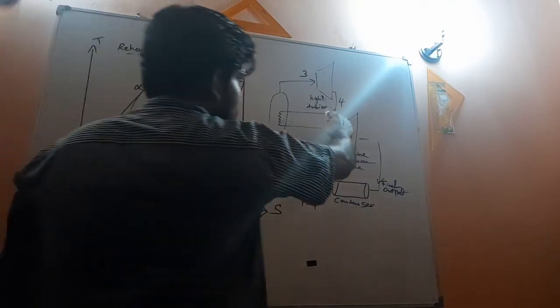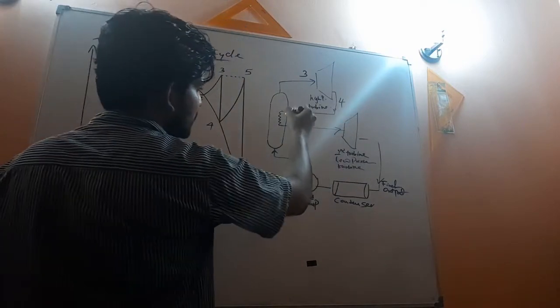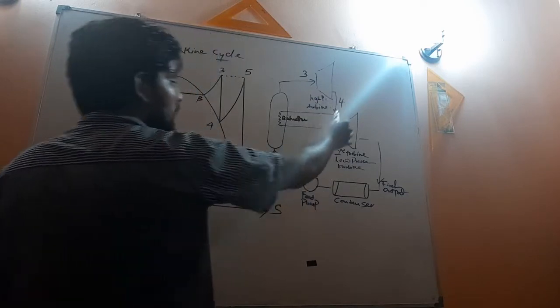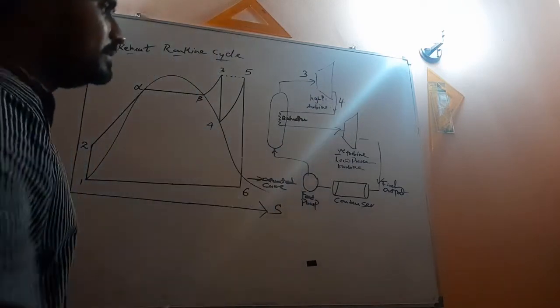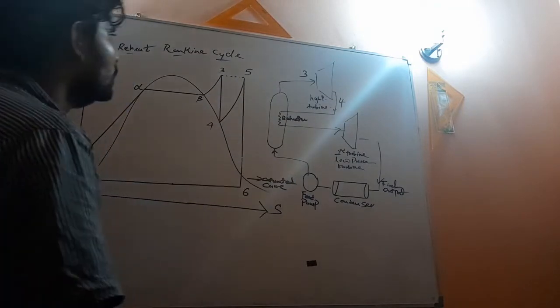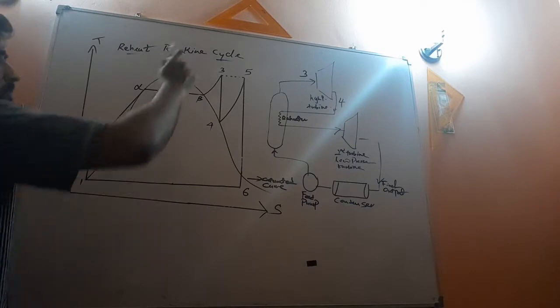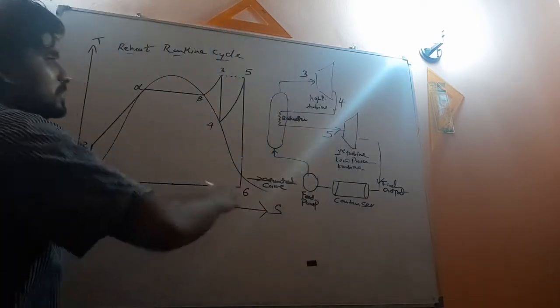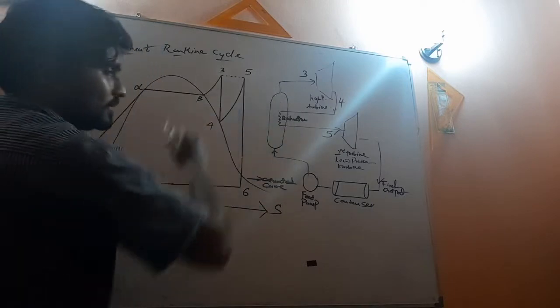After point 4, here we have the reheater. So after point 4 it is reheated. Why reheated? Because we again need to give it to the second turbine. So what is the inlet to the second turbine? That is point number 5. So this point number 5 corresponds to that.